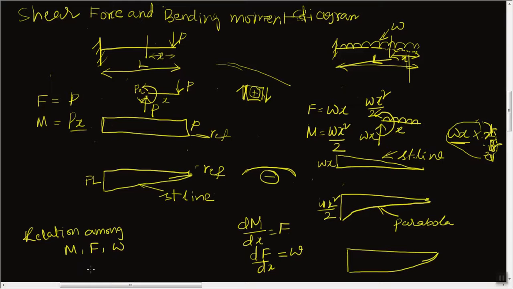Okay, if you differentiate the bending moment diagram, you will get the shear force diagram. If you differentiate the shear force diagram, you will get the loading diagram. Okay, if we observe that here this parabola has a zero slope, that means if you differentiate this parabola at this location, you will get 0, that is matching here.